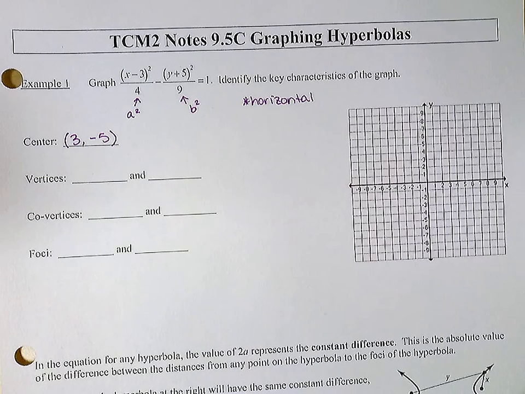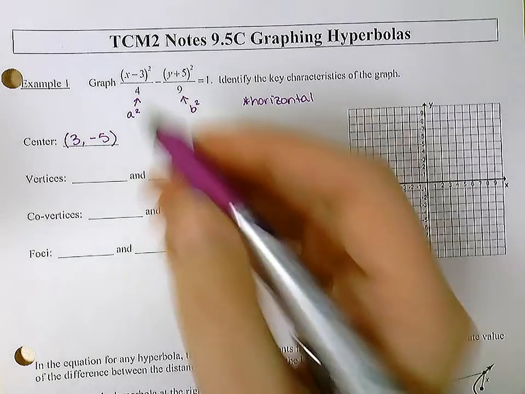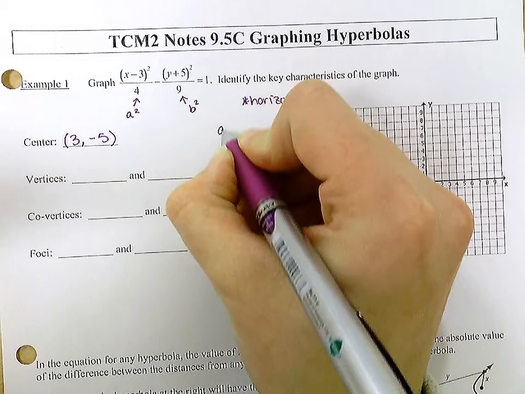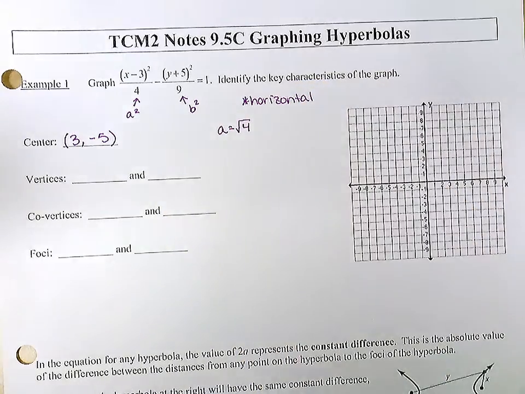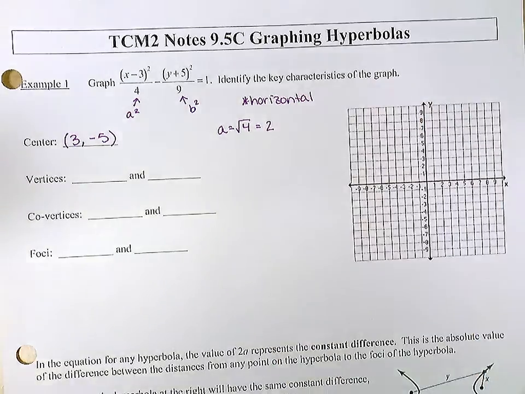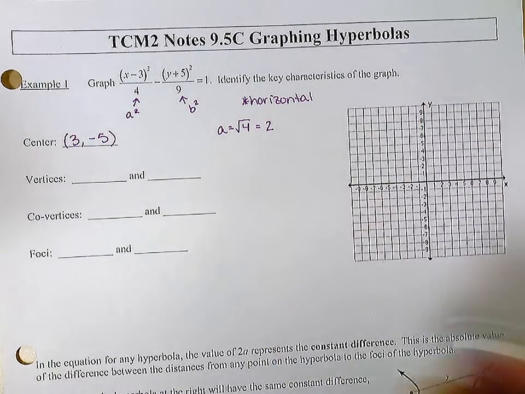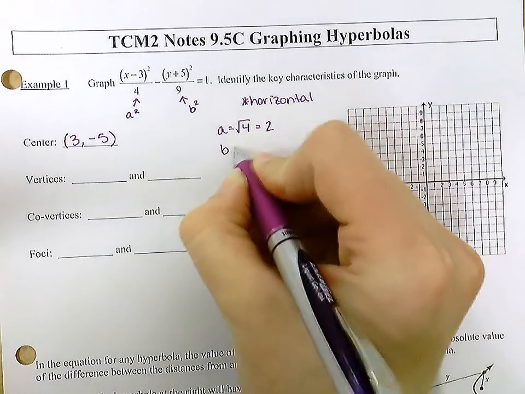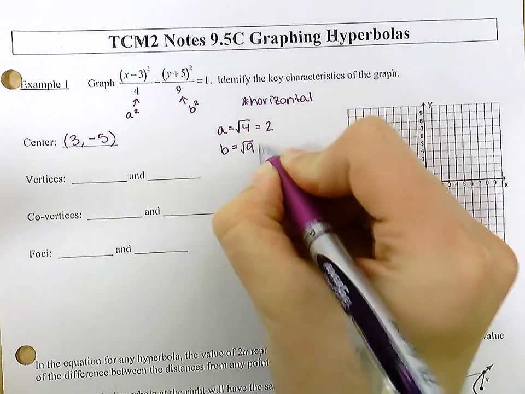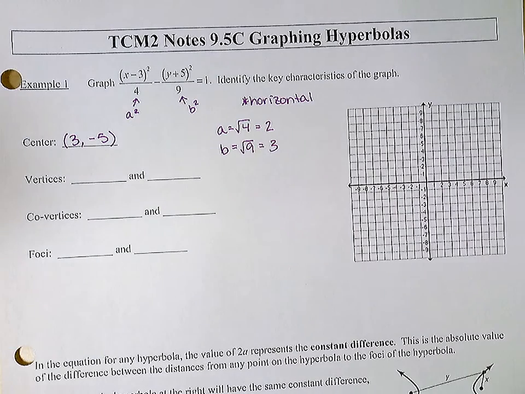Now to find our vertices, we do need our a value. Since this 4 is a squared, we're just going to take the square root of that number. So a will be equal to 2. Same thing with b. We'll take the square root of that number. So b is equal to 3.